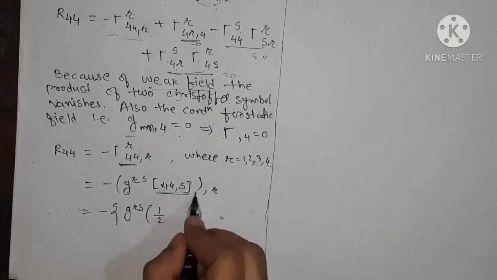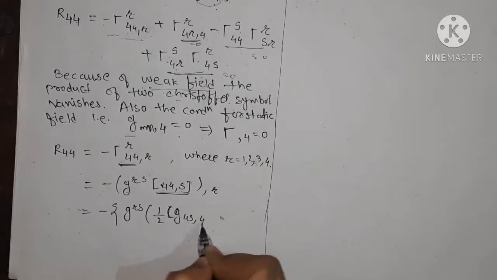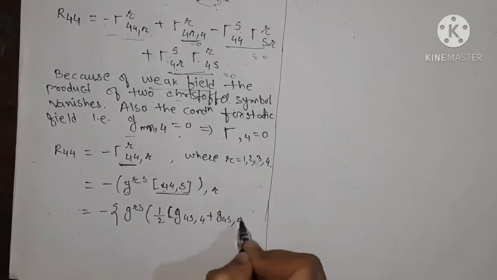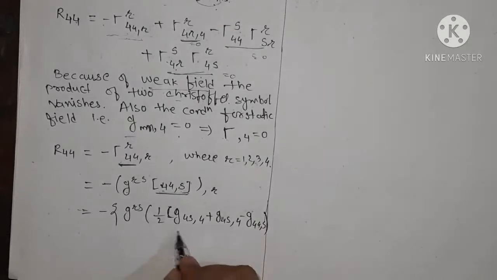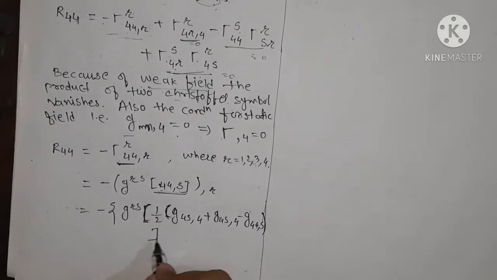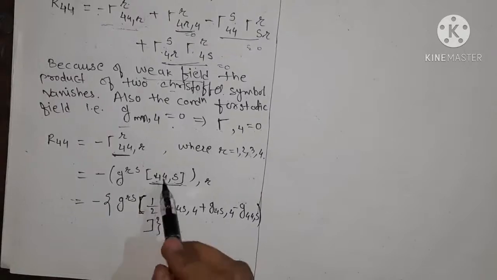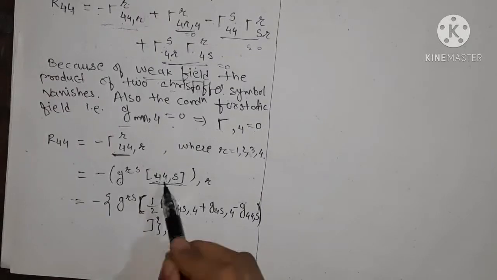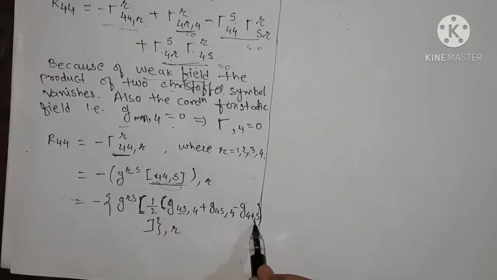So we have [44, s], which is nothing but g_{4s,4} plus g_{4s,4} minus g_{44,s}. We take the square bracket here and the round bracket here, so the square bracket completes, the curly bracket completes, comma r. Here the definition of [44, s] is that we have taken first and 4 here, comma first, and comma third.